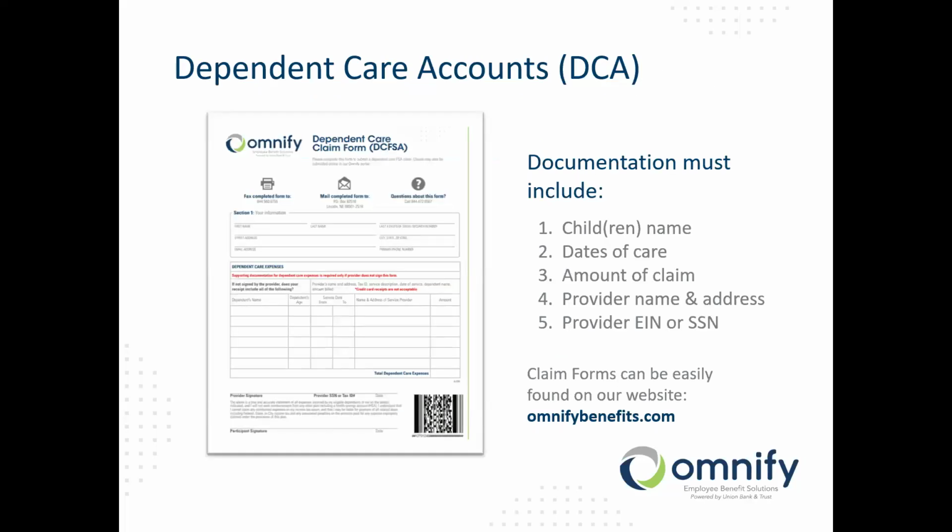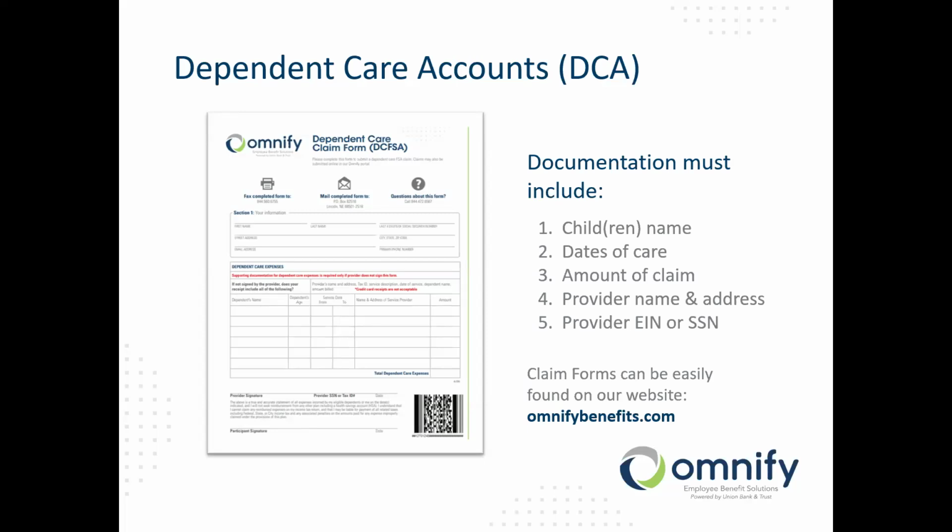And as mentioned, you need to provide supporting documentation for DCA claims, which must include five specific items that are required by the IRS. And those are going to be on your screen, but I'll just list them off briefly. The first one's going to be your child's name or your children's names. The second is going to be the dates of care. The third is going to be the amount of the claim. And then we will need the provider's name and address along with their tax identification number or social security number.